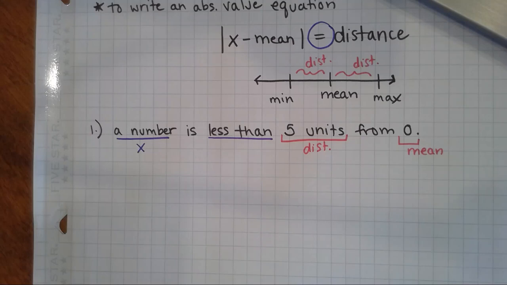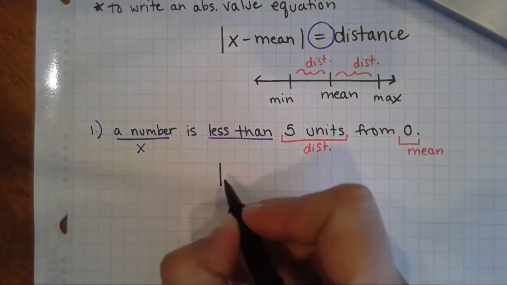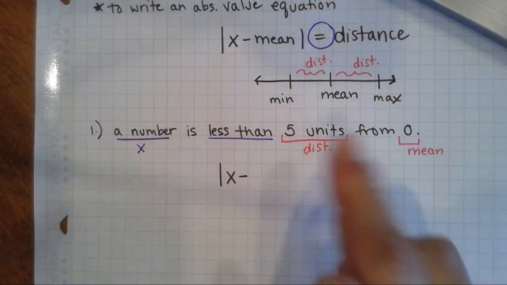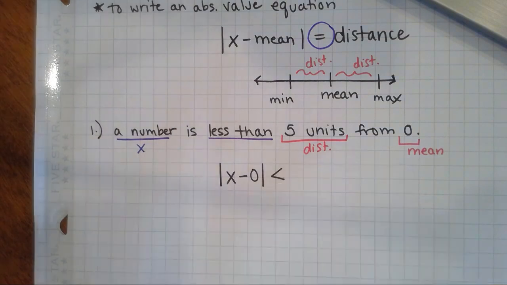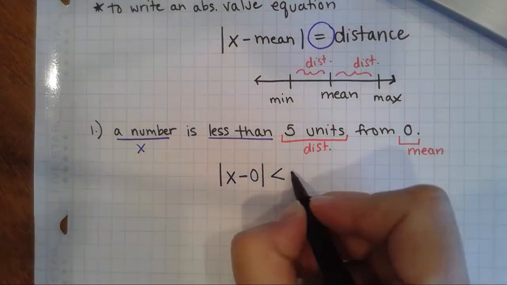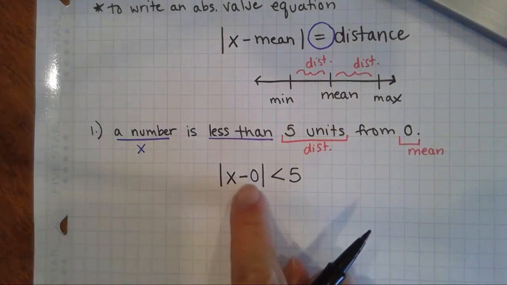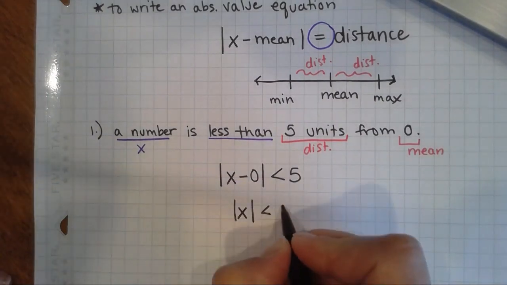Okay, so then we can just put this together as an absolute value inequality. The absolute value of x minus the mean, in this case 0, is less than the distance, 5. Okay, and then my last step in this case is going to be to simplify, because x minus 0 is always going to be the same as x. So the absolute value of x is less than 5.